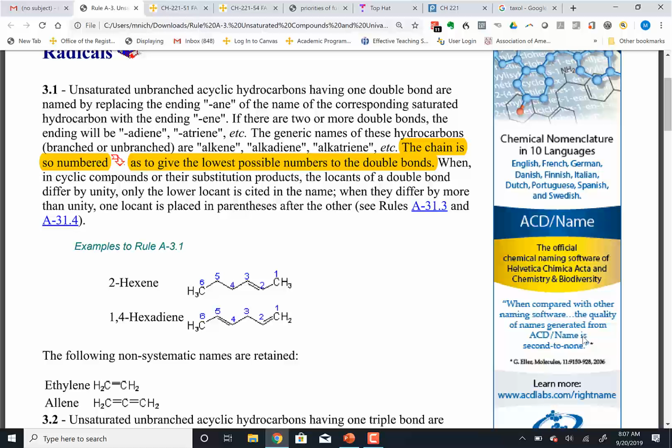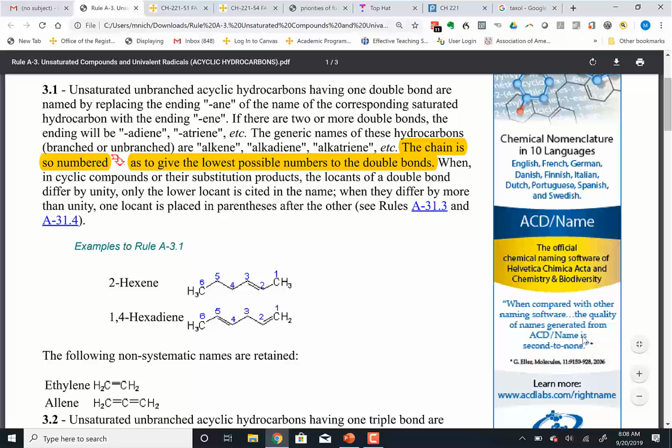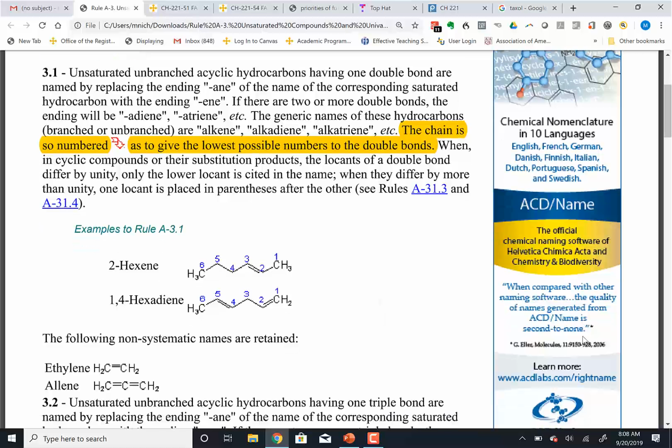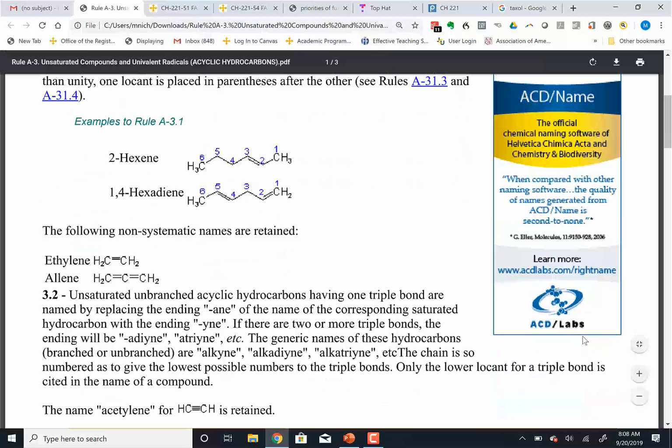Unsaturated, unbranched, acyclic hydrocarbons. So, double or triple bond, no branches, no rings, hydrocarbons. And the chain is numbered, and then there's a little red arrow, I think, that goes down here to give the lowest possible numbers to the double bonds. That's if there's more than one double bond. If there's one double bond, you're numbering to give the double bond the lowest number. We already knew that. So this 2-hexene would be hex-2-ene in the new system.